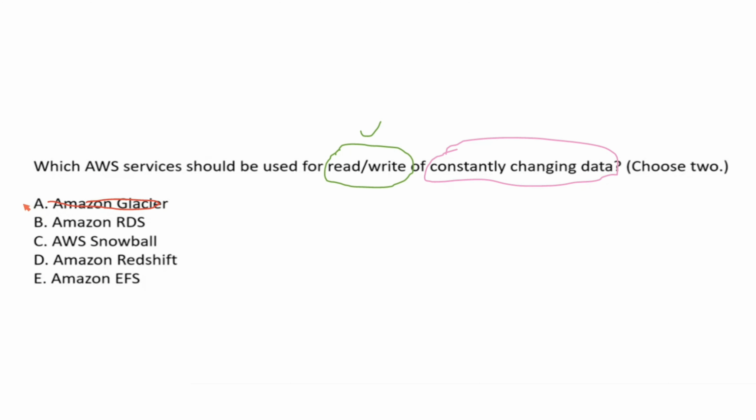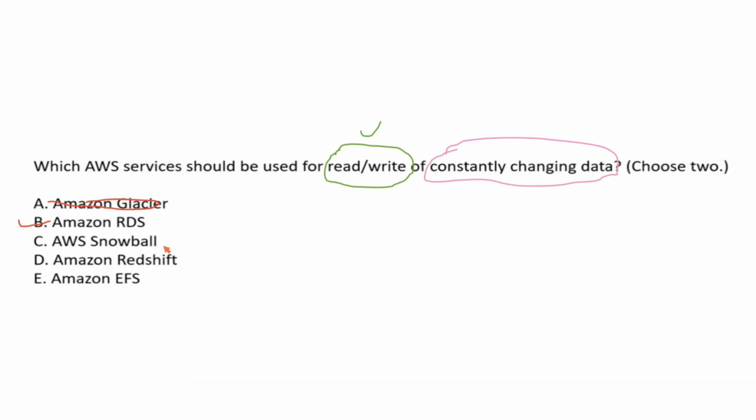Let us now see Amazon RDS. Amazon RDS is used for read and write, yes, and it is an OLTP transaction. What is Amazon RDS? RDS is Relational Database Service. It is an OLTP transaction, it deals with SQL, and yes, it deals with constantly changing data as it is OLTP. So yes, this can be one of our answers.